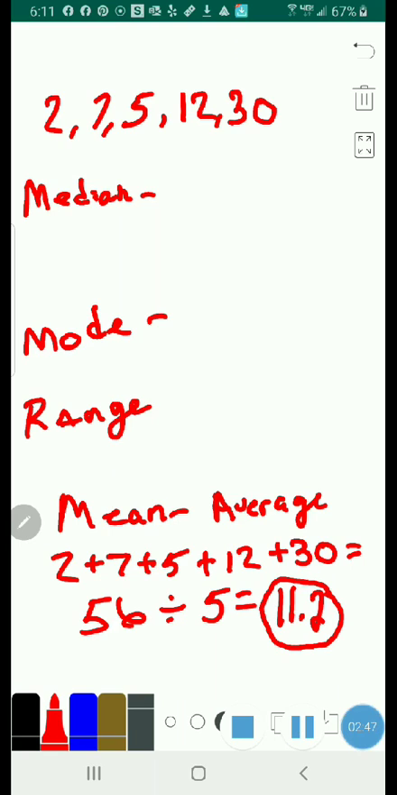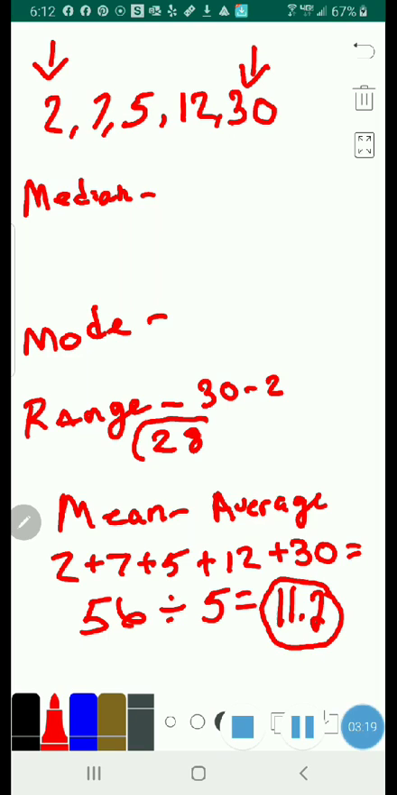Okay. Let's just go up the ladder here. The next thing we want to do is find the range. So the range is the difference between the biggest number and the smallest number. So we're going to find the difference, we subtract. So that's going to be 30 minus 2. Okay? So our range for this set of numbers is 28. Okay? Super easy.